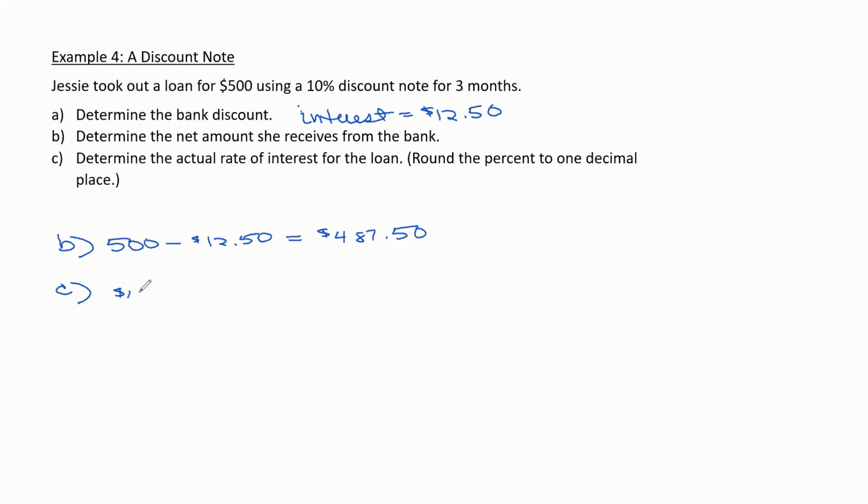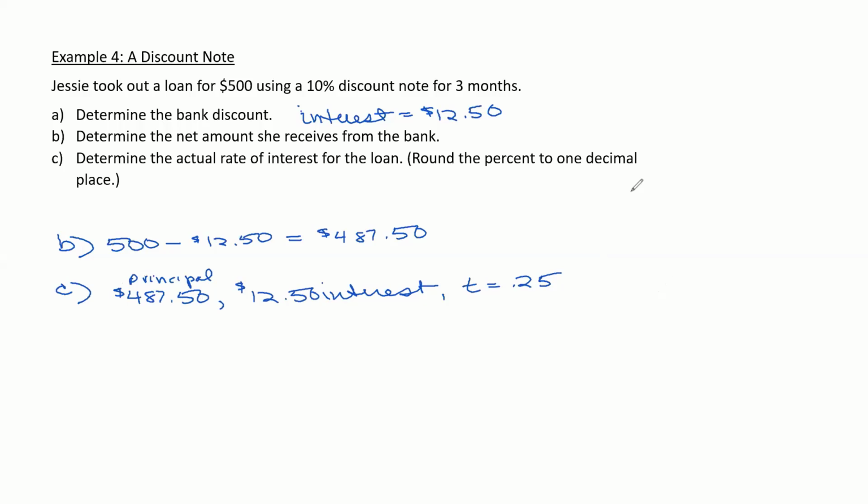So to determine the exact actual rate of interest, we're going to recalculate this, saying, well, she really only got $487.50 plus the $12.50 in interest. So this is the principal that is really what she's walking away with when she borrows, $487.50, because the interest was $12.50 and they took that right off the top. And our time is still 0.25.